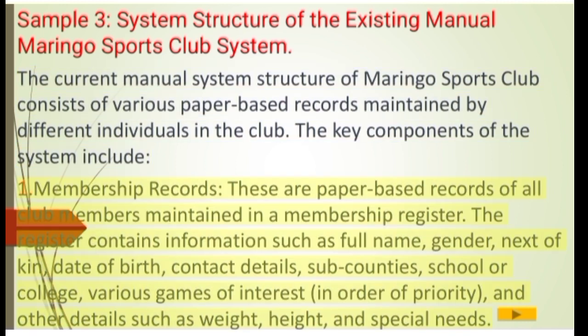Membership records. These are paper-based records of all club members maintained in a membership register. The register contains information such as full name, gender, next of kin, date of birth, contact details, sub-counties, school or college, various games of interest in order of priority, and other details such as weight, height, and special needs.